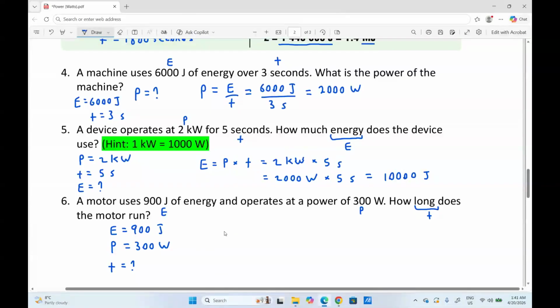So in this case, the formula for time would be, if you rearrange it here, time equals energy divided by power. So in this case, my energy is 900 joules. I divide by my power, which is 300 watts. In this case, these are all in the base units, so I just have to compute 900 divided by 300, which would be 3. And then I just write 3 seconds because my base units are in seconds.